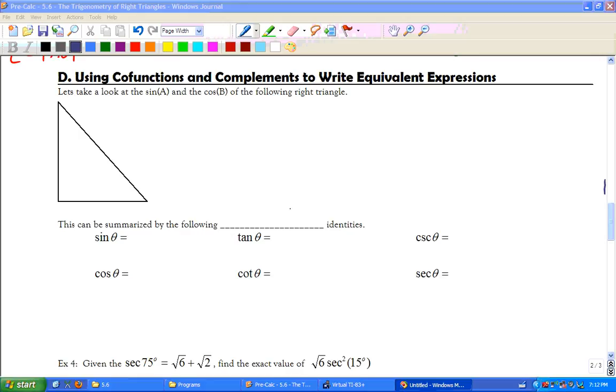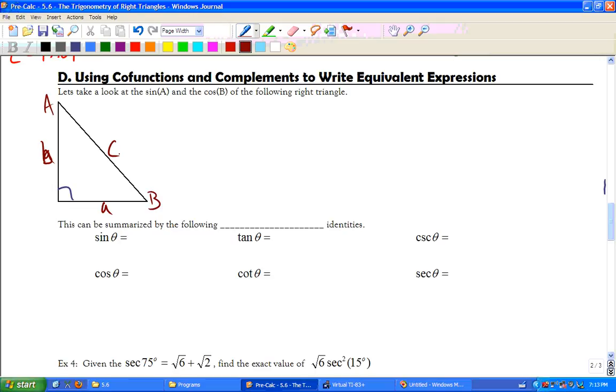Welcome back, pre-calculus students. We're going to take a look at a relationship now that exists within right triangle trigonometry. It's pretty special. You probably have recognized it. Maybe you've seen it in different ways, but you didn't even know it. We're going to label these points A, B, this line distance A, this line distance B, and the hypotenuse is C.